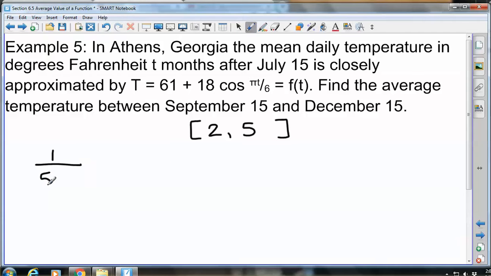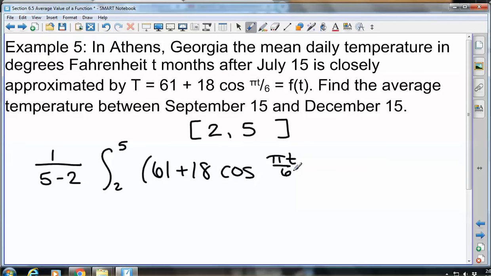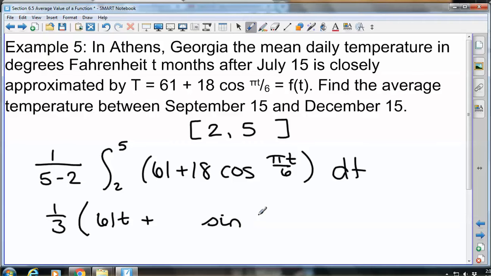Average value means 1 over the ending minus the beginning. So I have 1/3. Antiderivative of 61 would be 61t. Antiderivative of cosine is a sine. The angle would stay the same. You would have to put a 6 over pi in front, which would bring it to 108 over pi.